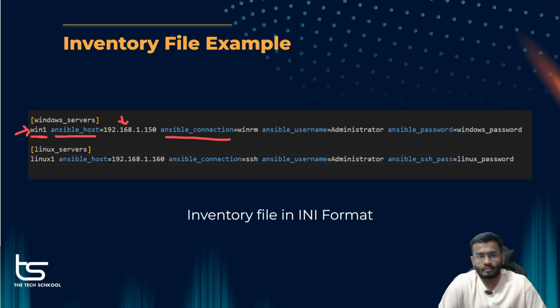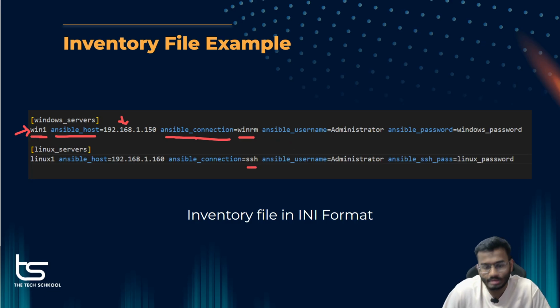Now, if for example our target server is a Windows VM or a Windows server, then we will use WinRM. And if it's a Linux server, we will use SSH. So the Ansible connection is important to mention over here.